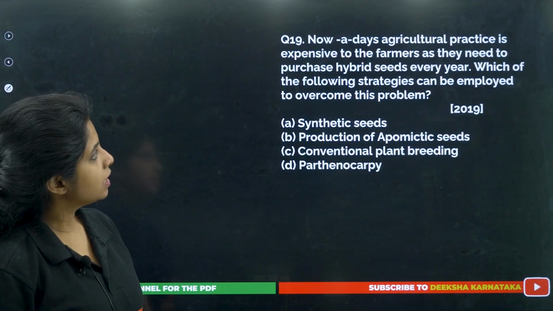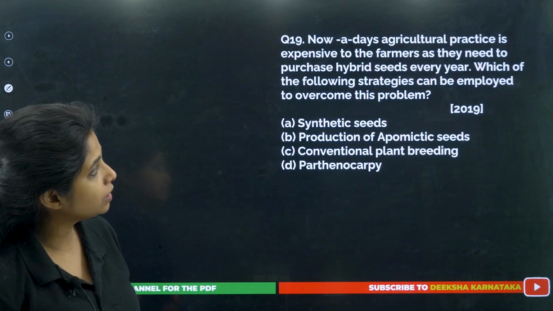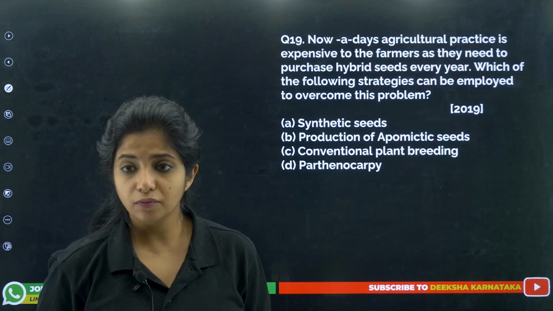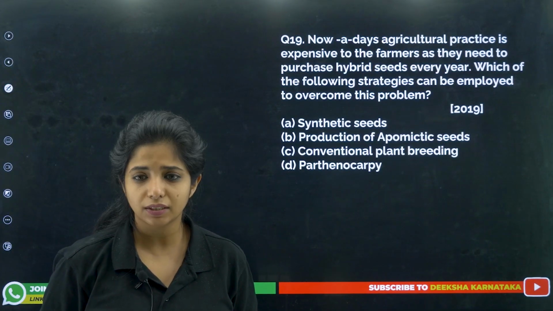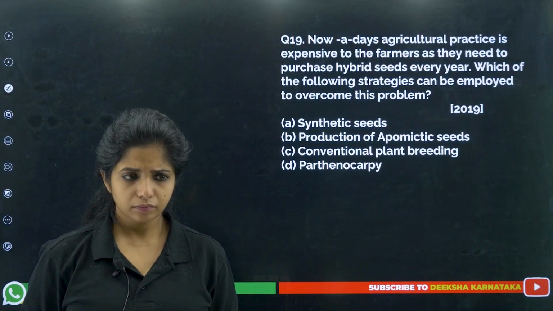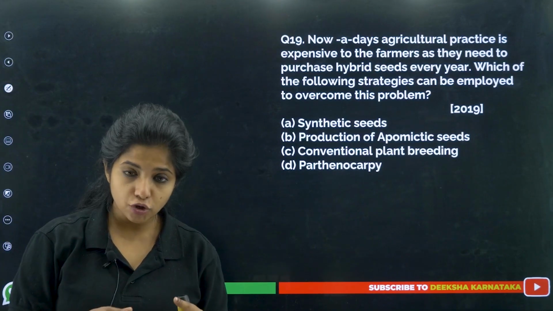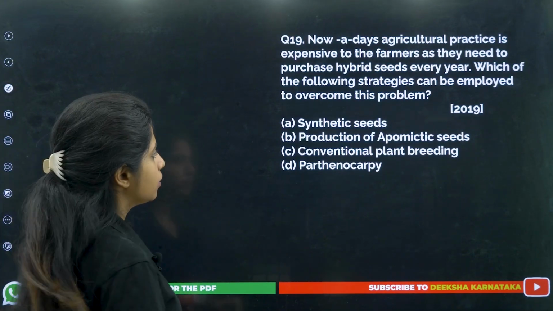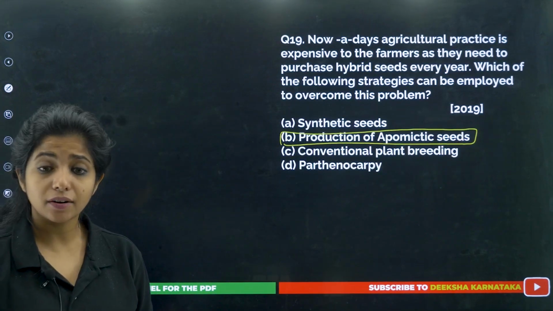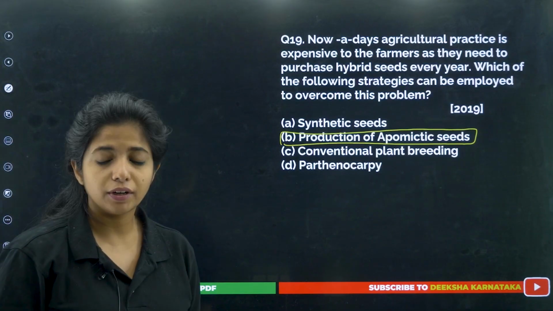Next. Nowadays, agricultural practice is expensive to the farmers as they need to purchase hybrid seeds every year. Agricultural practice is expensive. Why? Because they have to purchase hybrid seeds every year. Which of the following strategies can be employed to overcome this problem? So, instead of fertilization happening naturally, why not help in the production of apomictic seeds? If production of apomictic seeds is occurring, then I can overcome this challenge, because in apomixis you do not need fertilization to happen.